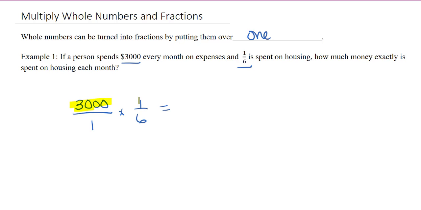So we're multiplying the top together and we're multiplying the bottom together. Now 3,000 times 1 is just 3,000. 1 times 6 is 6. Then let's start to reduce this fraction. Notice both of them are even, so let's divide by 2 on both the top and the bottom.